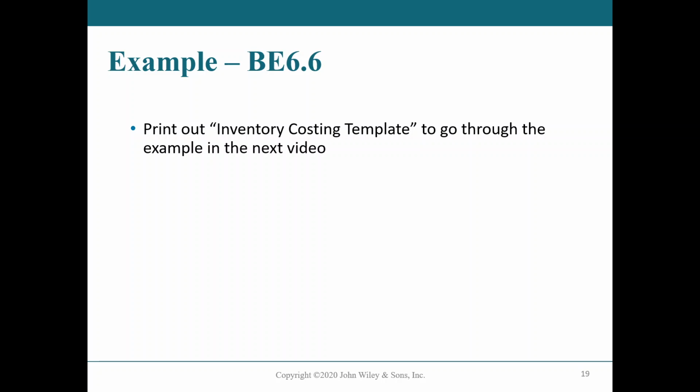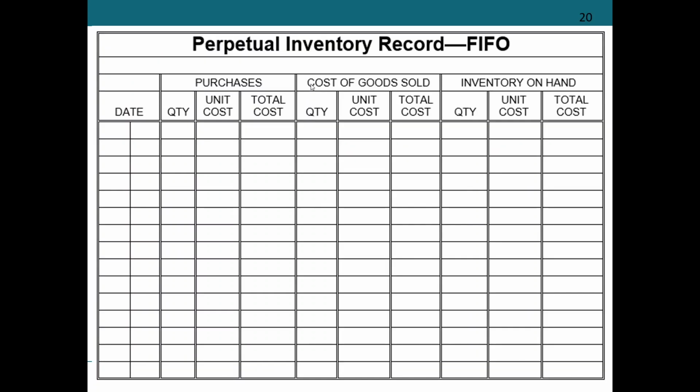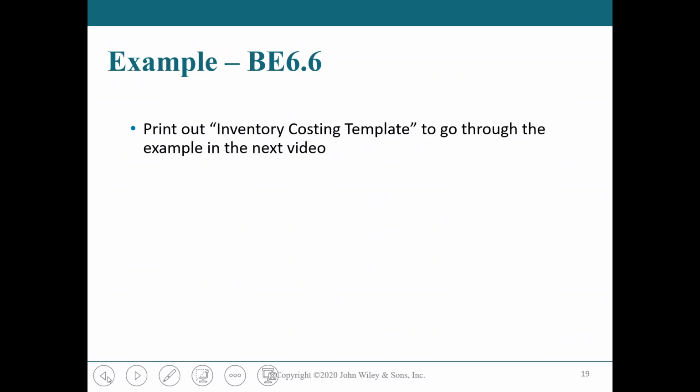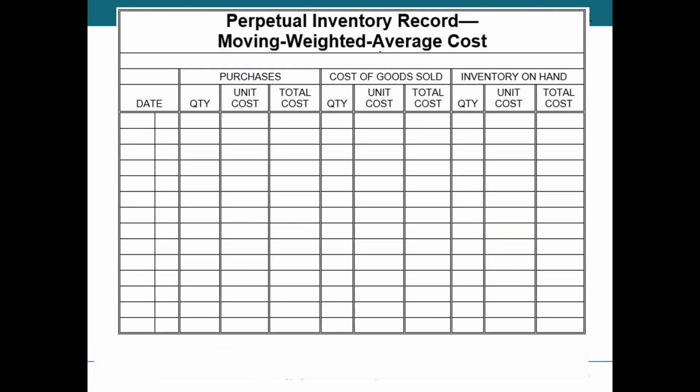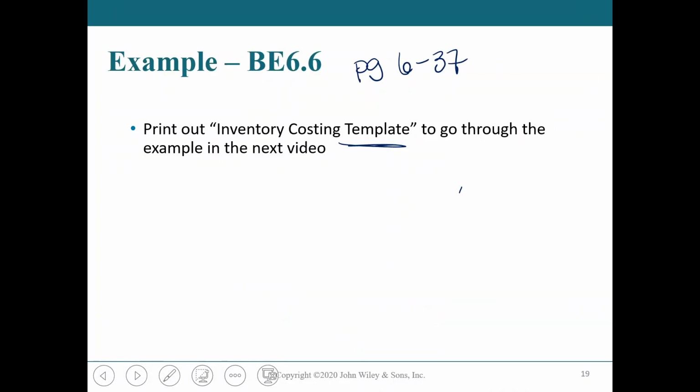All right, so now we will take a look at the textbook question, BE 6.6, which is on page 6-37. So have your textbook out so you're looking at the information, and then have these templates available. So they look like this. You need one for FIFO and one for average cost. So have those printed out. I suggest printing them. We're going to be writing on these, so you'll want to have them as your record.